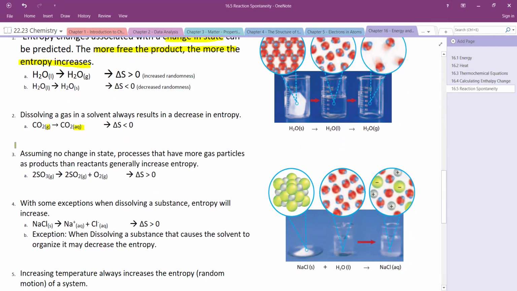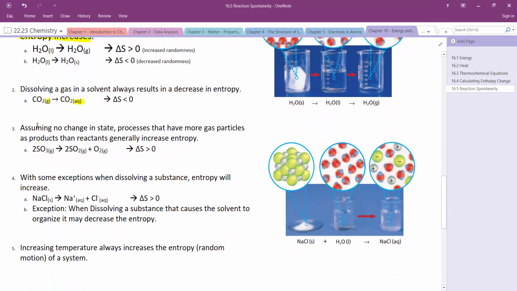Dissolving gas decreases entropy. Third case, if there's no change in state, a process that has more gas particles as products than reactants will increase the entropy. So let me say more gas particles increase the entropy. And you're kind of hopefully seeing a little bit of a trend here. As we form more gases or liquids, we're getting more and more entropy.